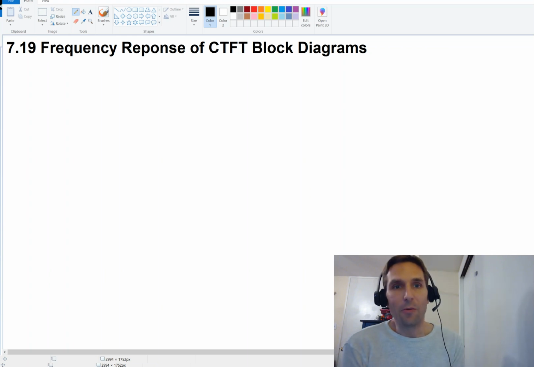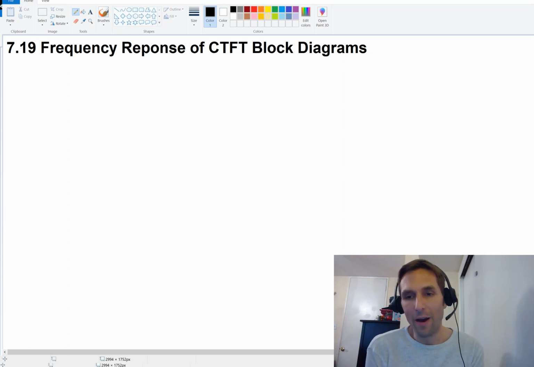Hi, welcome back. We have been talking for quite a while about the continuous time Fourier transform, and that is just evidence of how important the CTFT is to engineering and how wide-ranging its applications are.